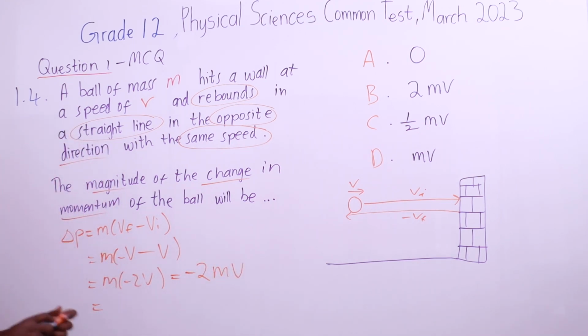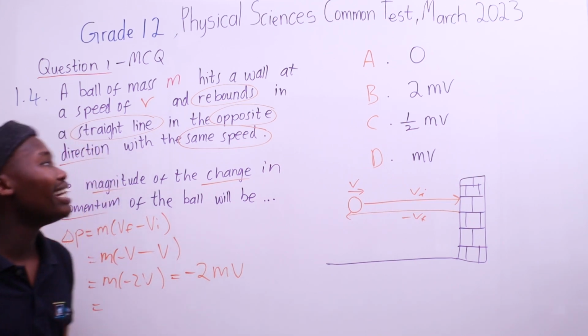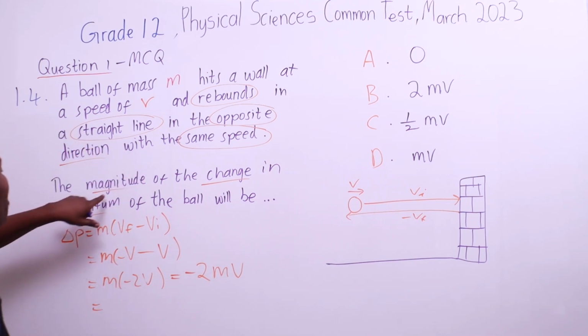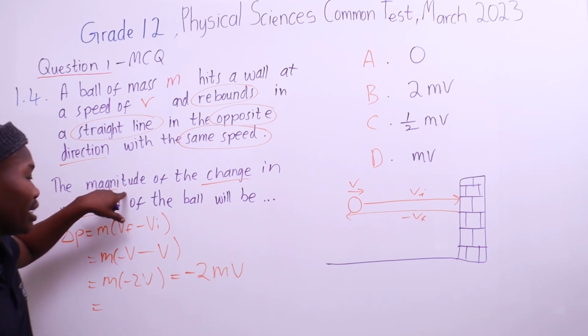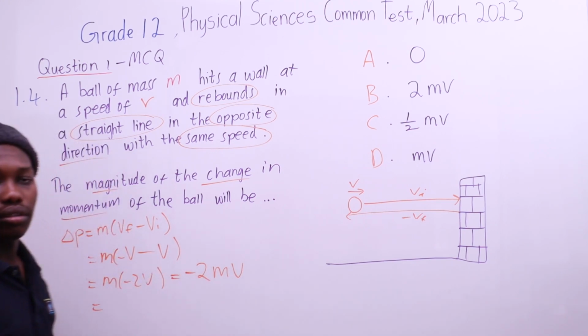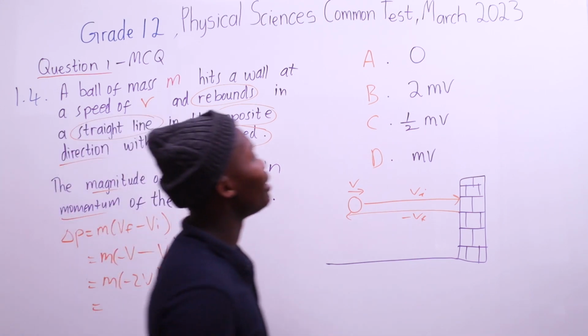But its direction is not important in this case. Why? Because they want the magnitude, the size. So it is just 2mv.